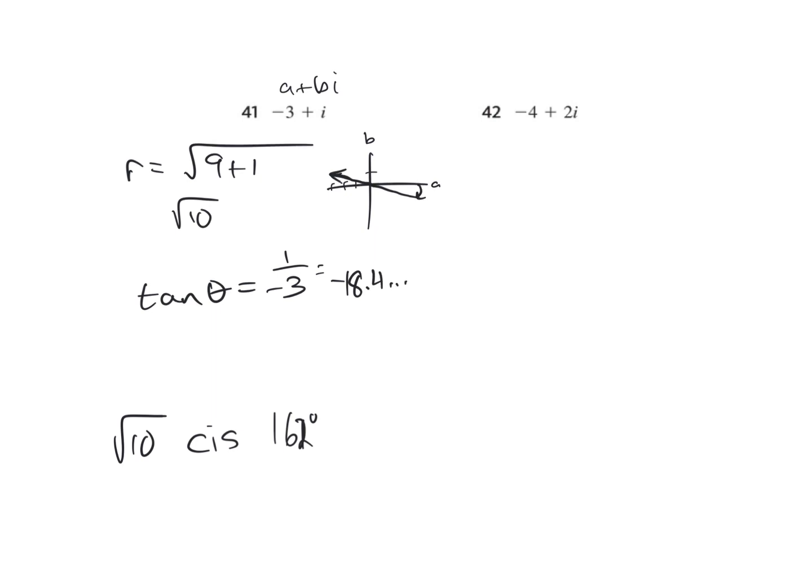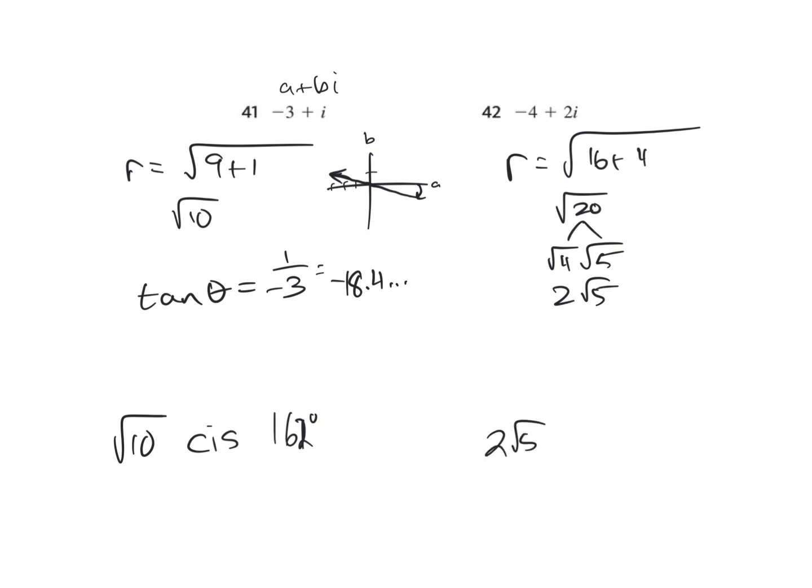So make sure you know where it's at when you're using the arctangent. Let's do number 42. R equals the square root of 16 plus 4. That's the square root of 20. Break it down, 4 and 5. That's 2 square root of 5. So 2 square root of 5 cis. Tangent of theta is equal to 2 over -4, or -1/2.